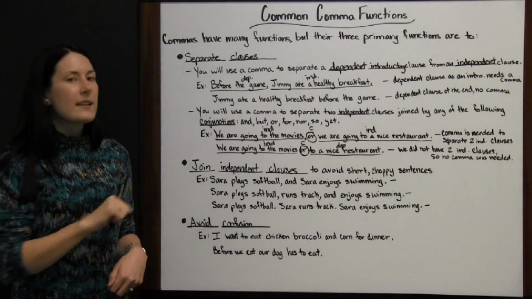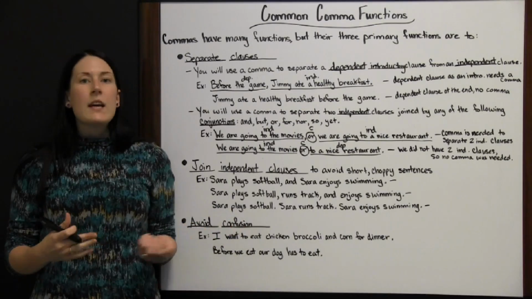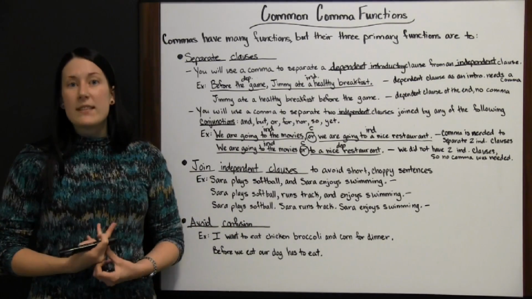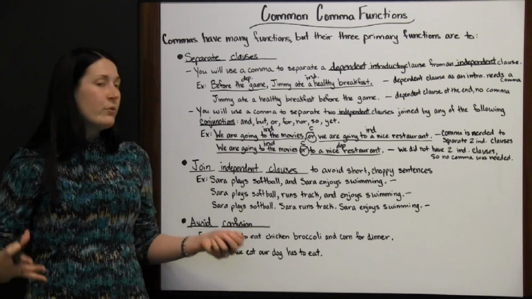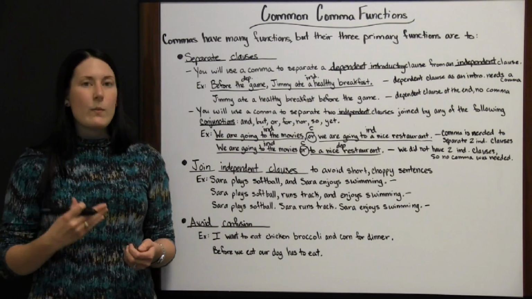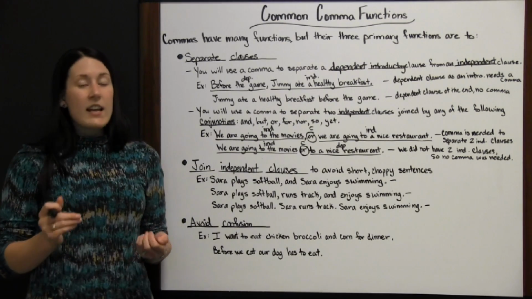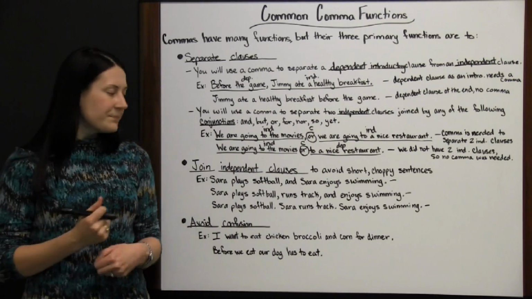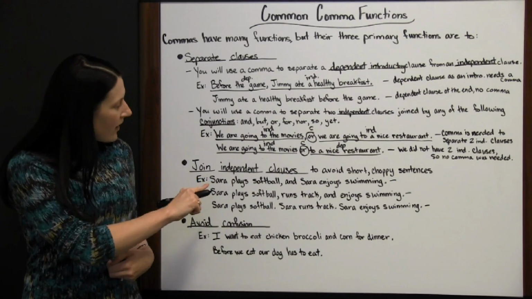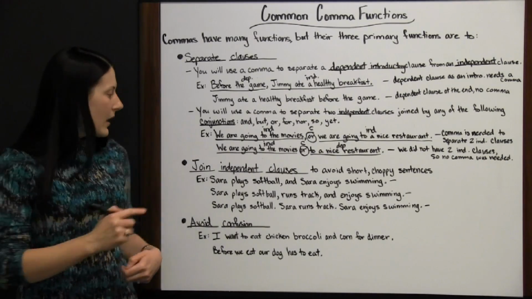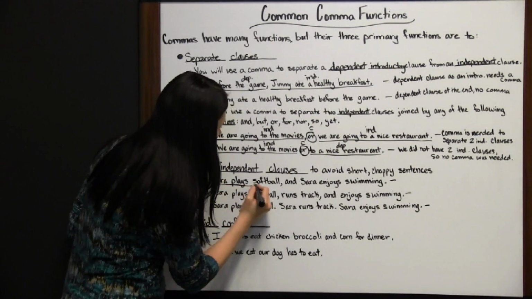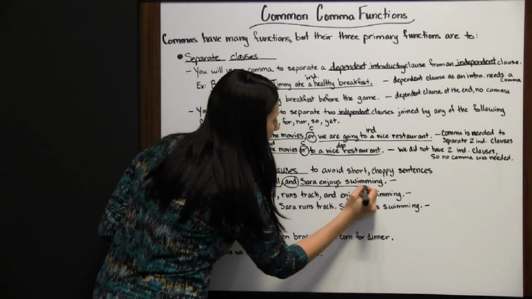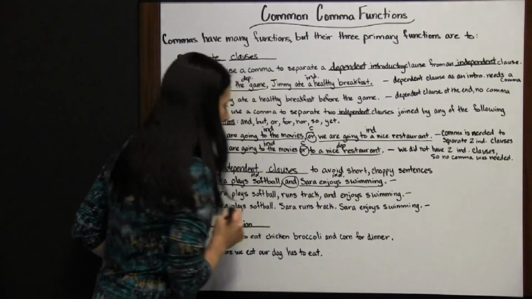Okay, now let's look at the second primary function of a comma: to join independent clauses, to avoid short, choppy sentences. So generally, whenever we are going to join independent clauses, we're doing it so that we don't have a series of short, choppy sentences. Now you're going to see that this might look a little similar to where we separated independent clauses. Sarah plays softball and Sarah enjoys swimming. Okay, and this one we had an independent clause, a conjunction, and an independent clause.